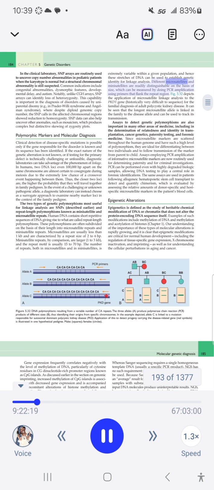Different microsatellites and mini-satellites are readily distinguishable on the basis of size, which can be measured by doing PCR amplification using primers that flank the repeat region.